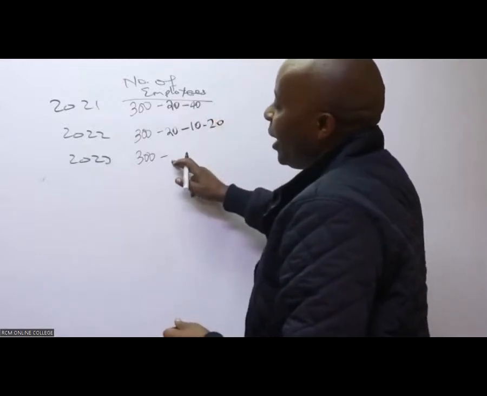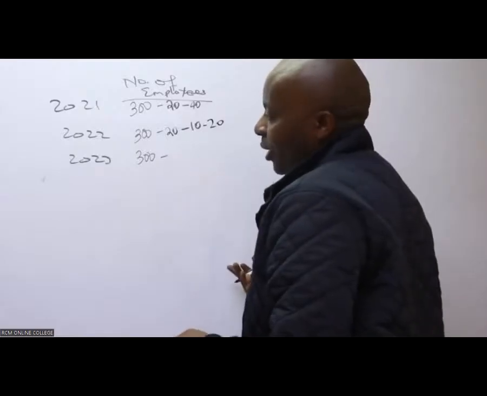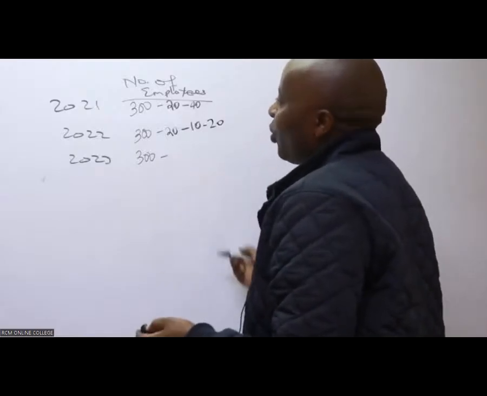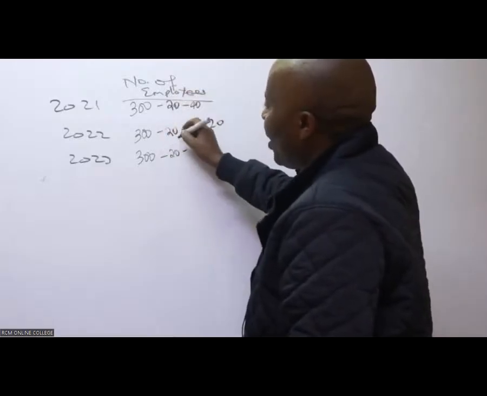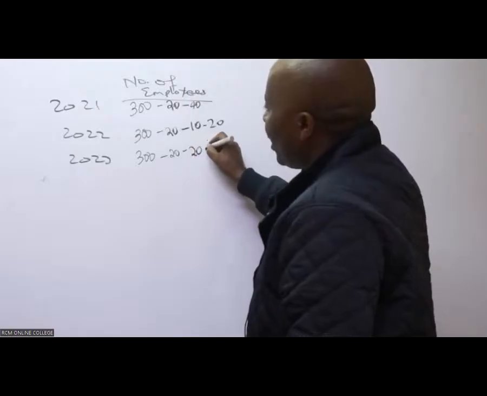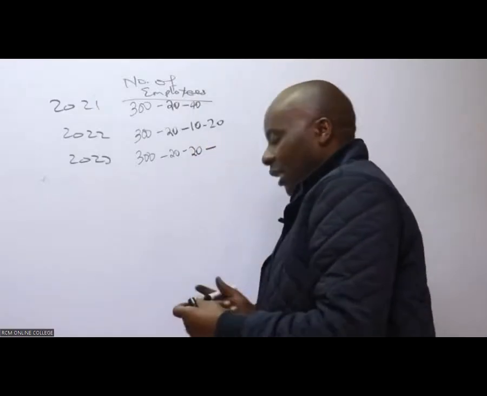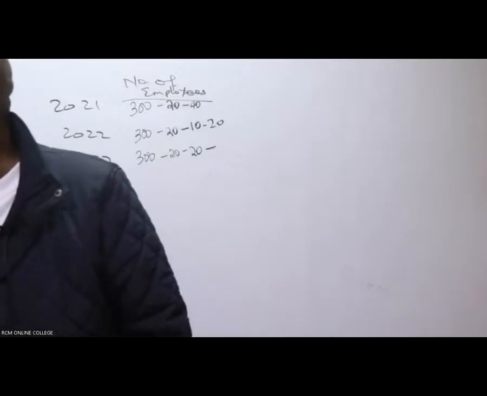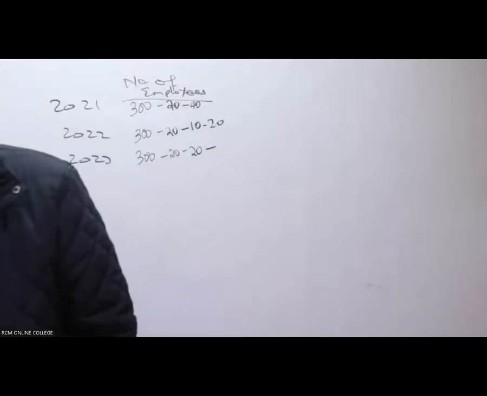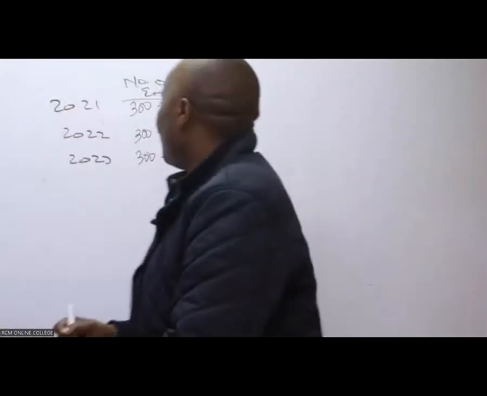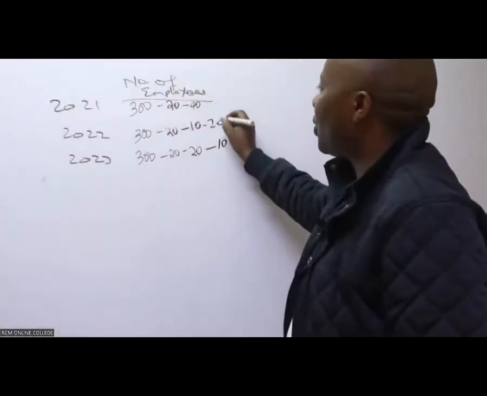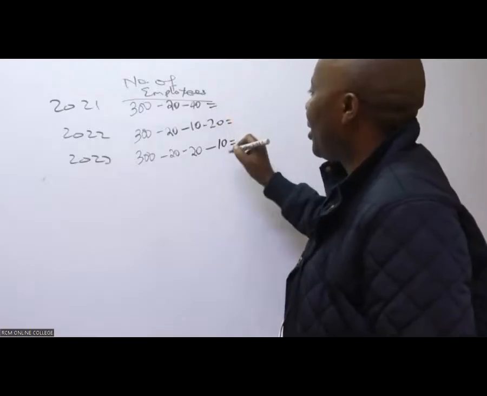Here there is a problem. This is the period of actuals. 2023 is the period of actuals. So we know that 20 actually left in 2021. In 2022 we had 20 actually leaving. And then this 2023 they have given us the actual that left. What have they told us in 2023? During 2023, exactly 10 left. So could you kindly give me these numbers? Give me the numbers.